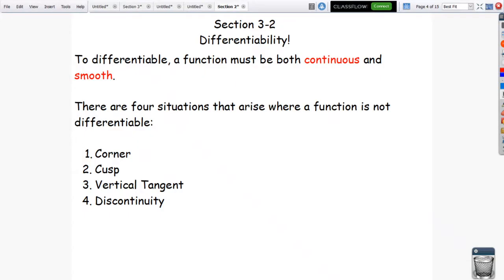So let's get started. That's exactly what we wanted. Today we're talking about differentiability. Differentiability means you have the ability to take the derivative of a function.